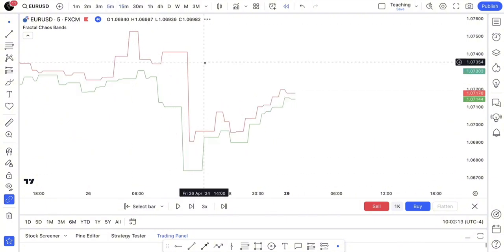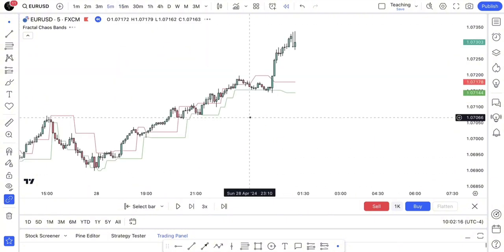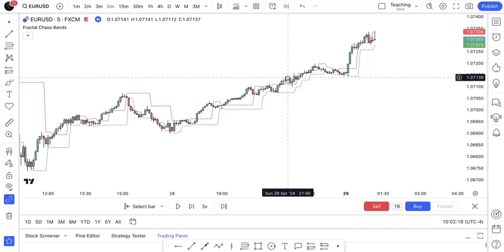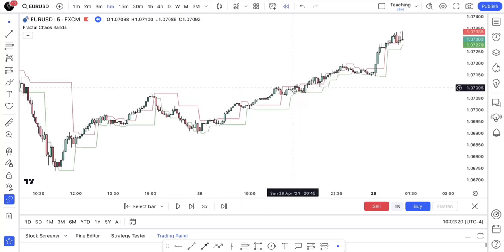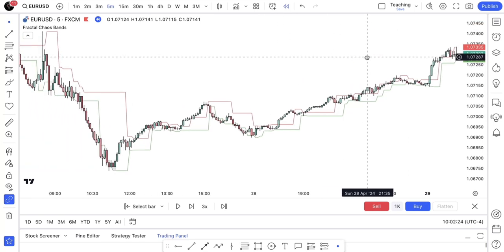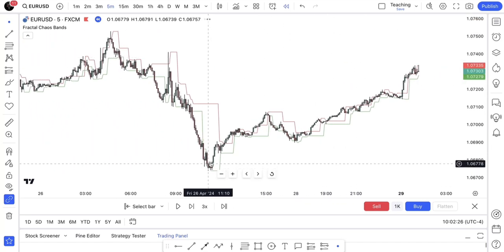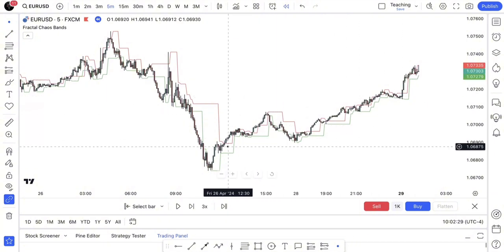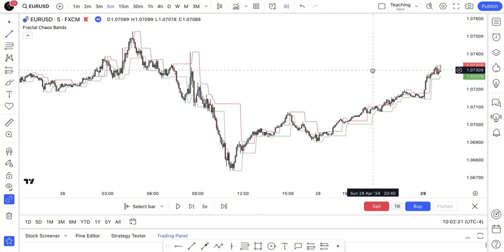All right, so this is the Fractal Chaos Bands on the 5-minute time frame for euro dollar. It's now Monday, and let's see how we can trade it. Okay, as you can see, the trend has shifted bullish, and it has been bullish for some time now.